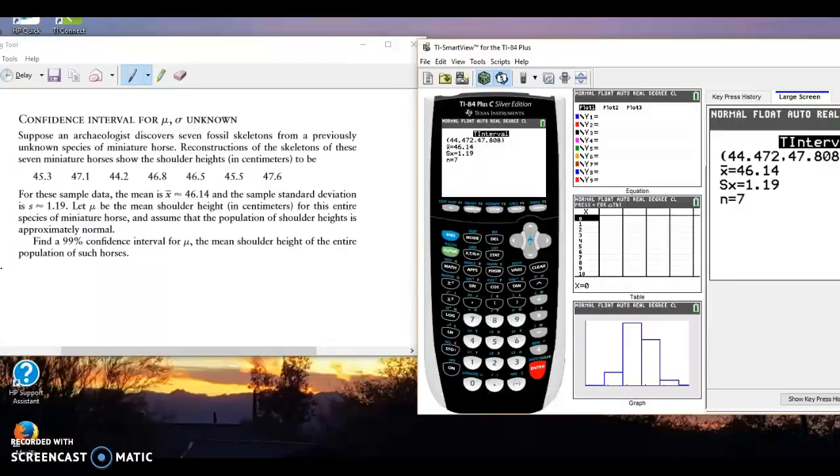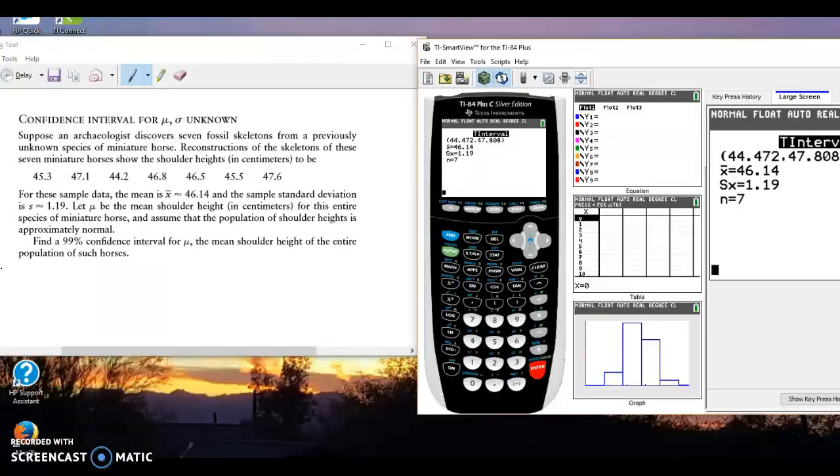We are 99% confident that the true population mean shoulder height for this entire species. You always have to make sure you're talking about the population, not the sample. Okay, we are 99% confident that the true mean population for shoulder height for this species is within the interval 44.47 to 47.81 centimeters. Okay, and so that's how you state the confidence interval.